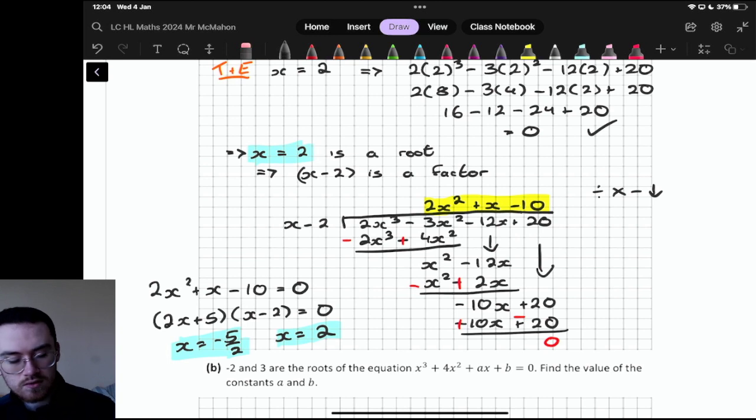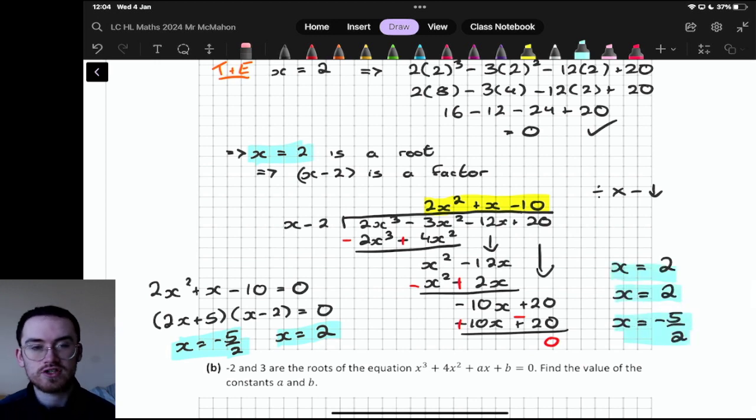Okay, you would be as well then at the end to write down your 3 solutions just very clearly, so that it's very clear the answers that you've got. x is 2, x is 2, and x is equal to minus 5 over 2. So obviously we have there a cubic that has a repeated root at 2.